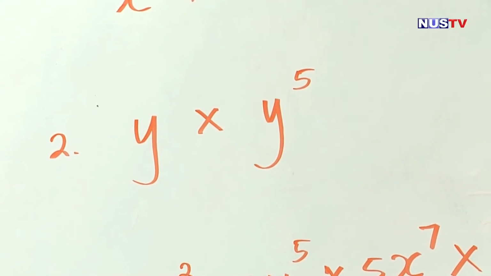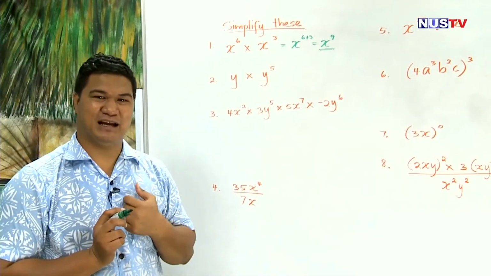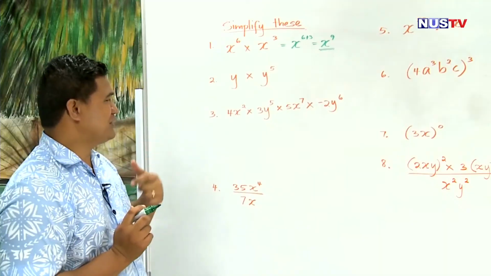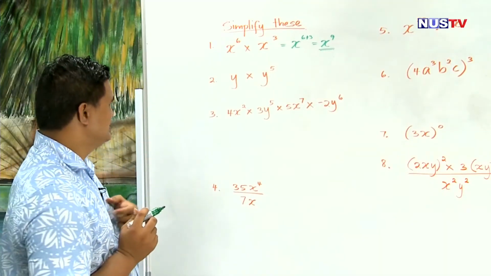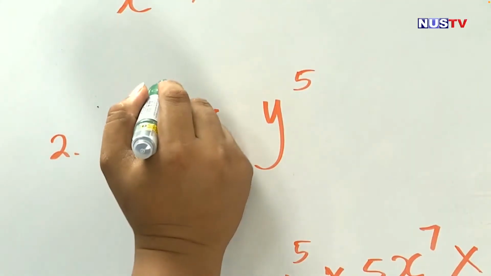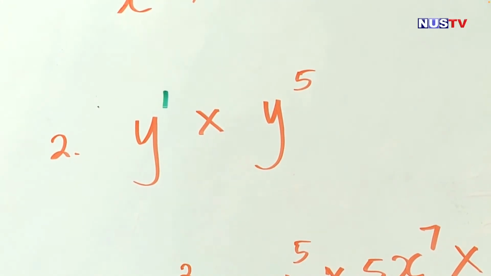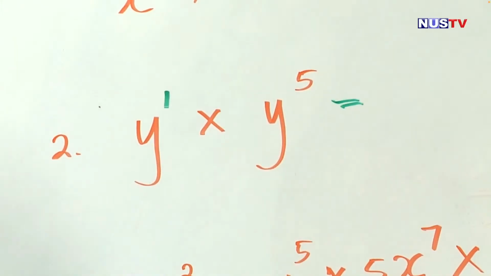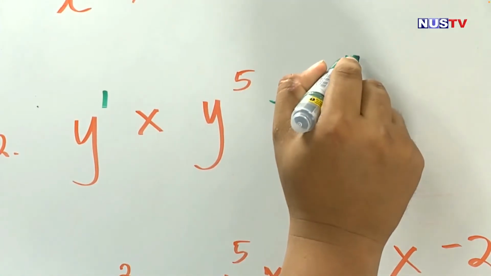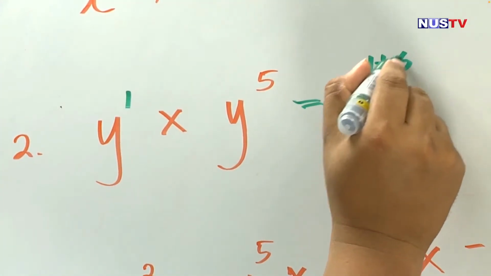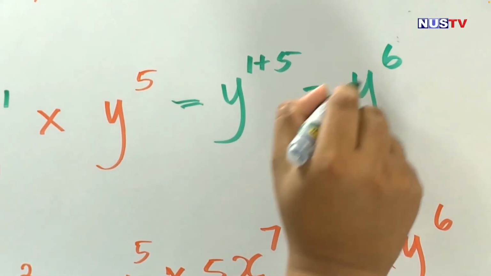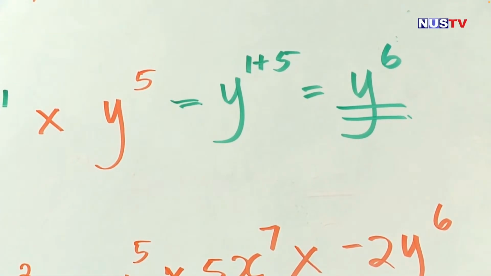That's our first one. For the second one, we have variable y multiplied by y to the power of 5. So now we are doing another case of multiplying the same base, so we're going to add the powers. But for our number 2, we have just the term y here. So again, y is just the same as y to the power of 1. So we add the powers: 1 plus 5. Our simplified answer will be y to the power of 6, and that is the answer for our number 2.